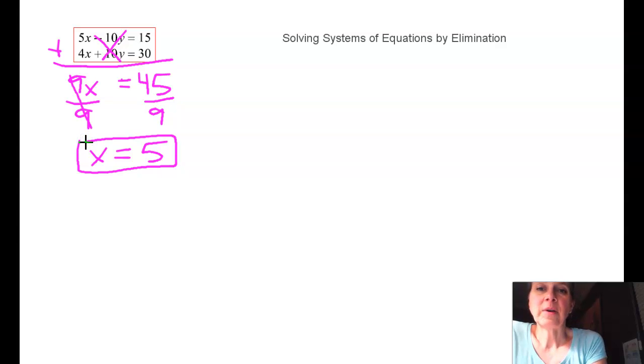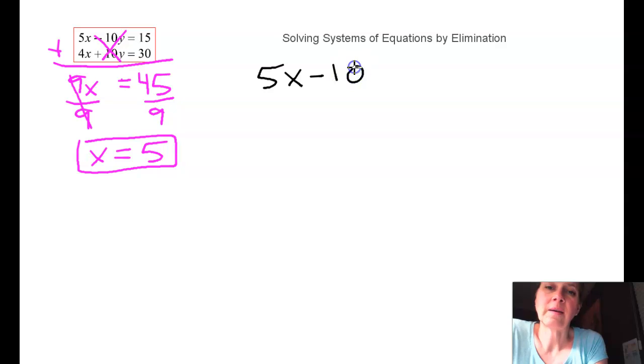The next thing I want to do is solve for y. It doesn't really matter which one of these equations I use. I'm just going to choose one of those two, and now I'm just doing substitution. So I'm going to take that top equation just because I like the top equation. No real reason. So I'm just going to take the equation first and write it down. So 5x minus 10y equals 15.